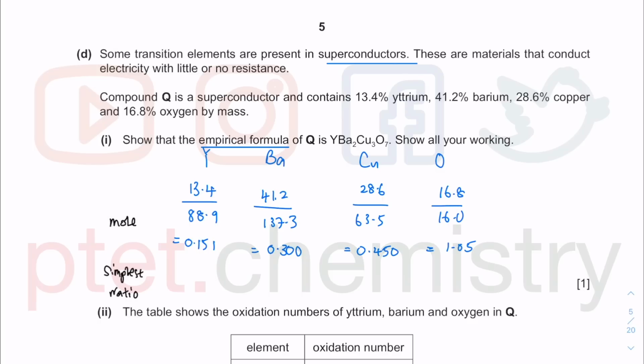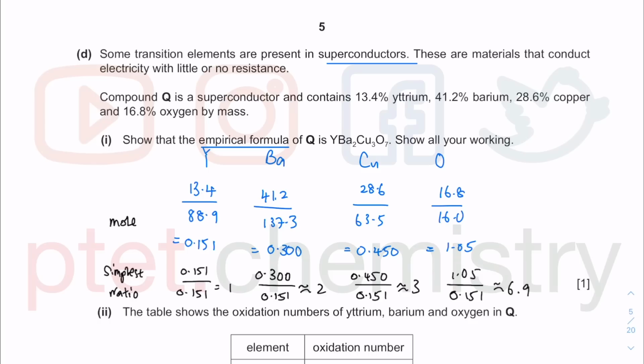So the smallest number is 0.151 divided by 0.151, which is 1. 0.300 divided by 0.151 roughly gives you 2. 0.450 divided by 0.151 roughly gives you 3. 1.05 divided by 0.151 roughly gives me 6.95, which is 7. Show that. So again, YBa2Cu3O7 shown. Shouldn't put a tick on it; it's the examiner's job to put a tick on the answer.